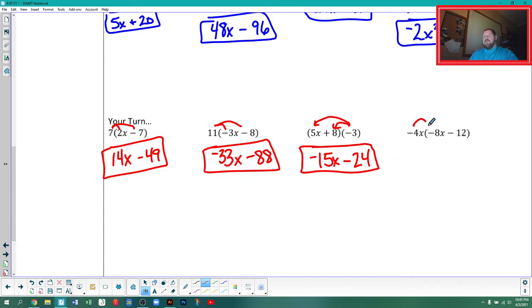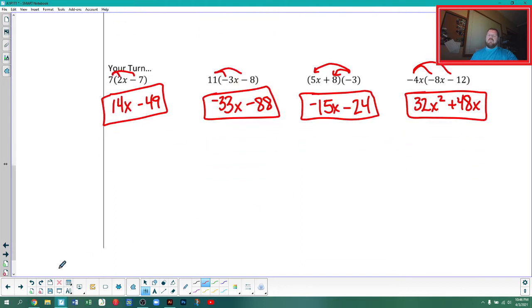This one, I've got a bunch of negatives going on, and I've got some x's involved. Negative 4x times negative 8x, multiply the numbers by the numbers. Negative 4 times negative 8 is 32. X times x is what gives me x squared. Negative 4 times negative 12 is going to be positive 48. And that one has an x with it. So there we go. Let's go ahead and turn the page.